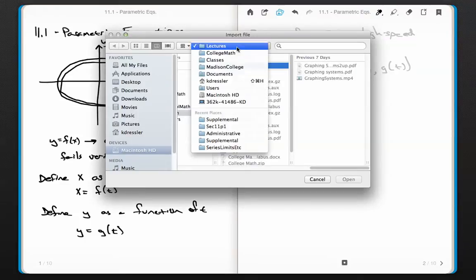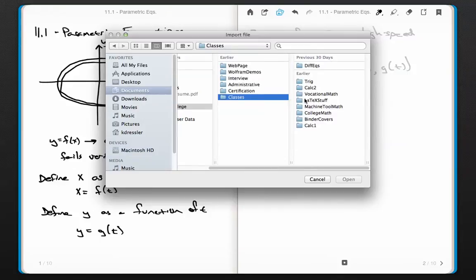This is totally the wrong class. We got to go back. You're not interested in college math and fractions, although maybe you are.